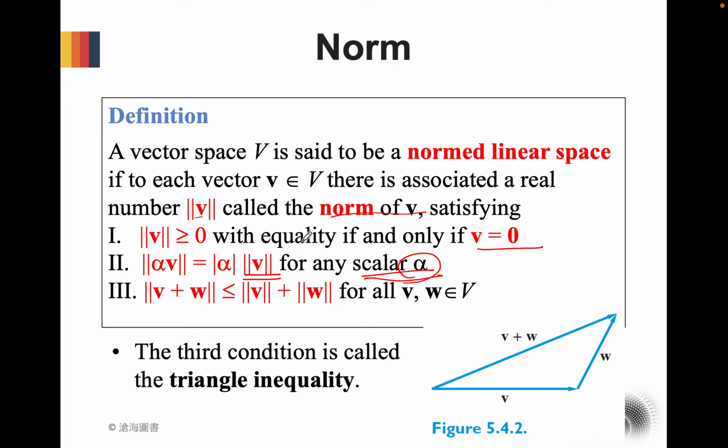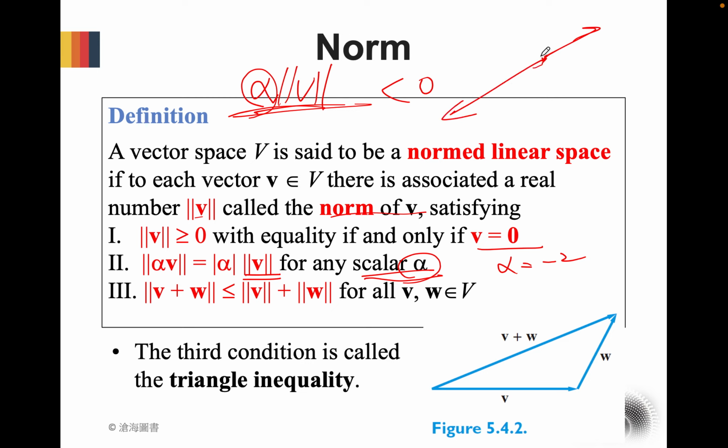You may wonder why we need an absolute value for alpha, because alpha could be -2, right? If you just write alpha times the norm of V, this value would be smaller than 0, which doesn't make any sense, right? The -2 here means we point in the opposite direction. The norm here means the length, so there should be no negative length. So here we need the absolute value.